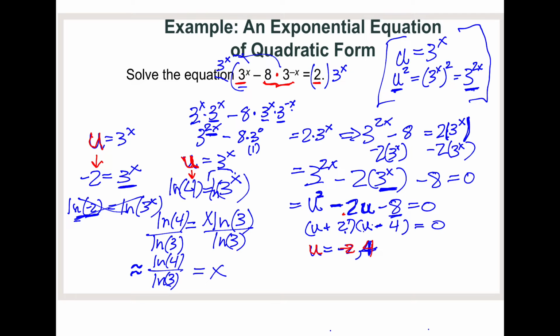We could get an approximation of this. ln of 4 divided by ln of 3 is approximately 1.262. It rounds to that because this was a 1 and then followed by an 8. So if I'm rounding to the third decimal place, I would look at what follows the 1, and that makes it a 2. And so this is the solution I have for this.